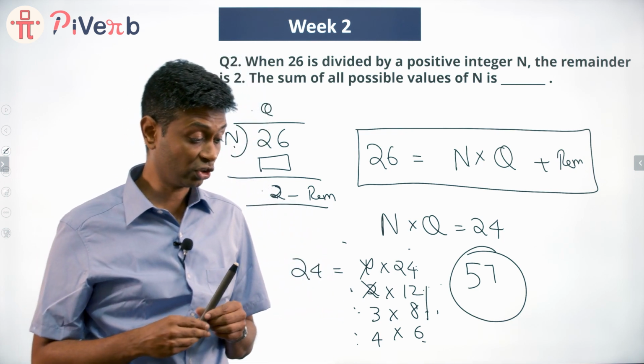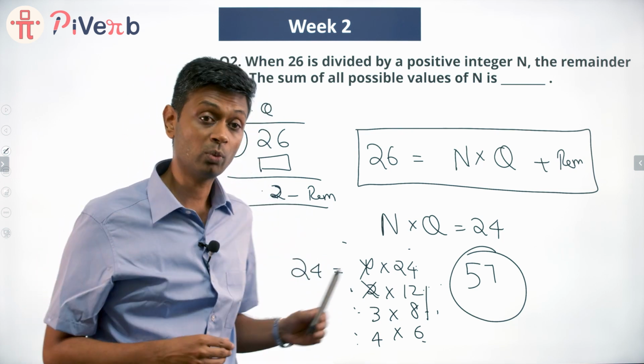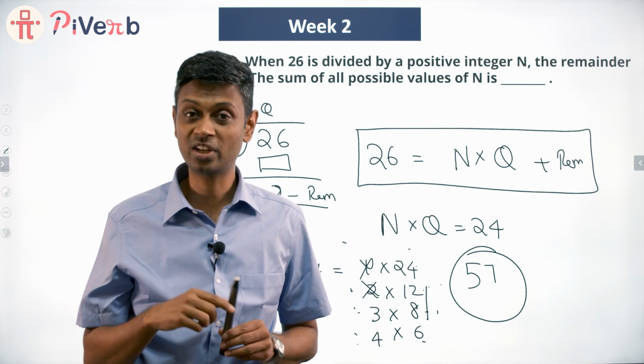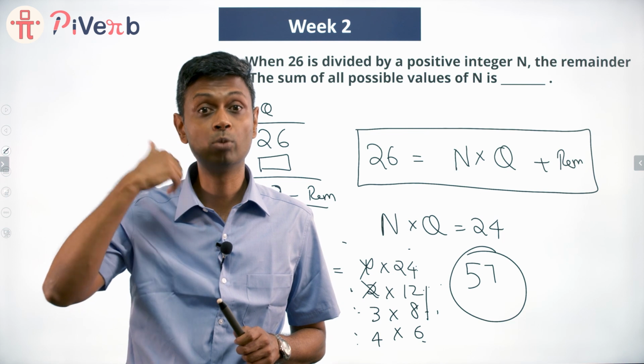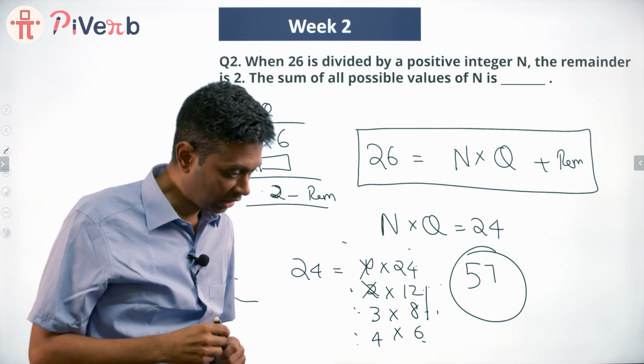If any of you has got the answer as 60, then that means you have counted 1 and 2. Then you should be wary of that. You should say, look, I shouldn't be counting 1 and 2. I'm getting the remainder as 2, so my divisor has to be more than 2. Keep that in mind. Right? Lovely.